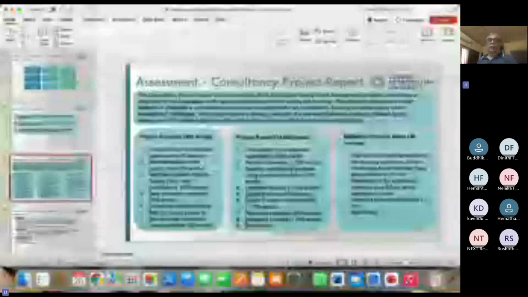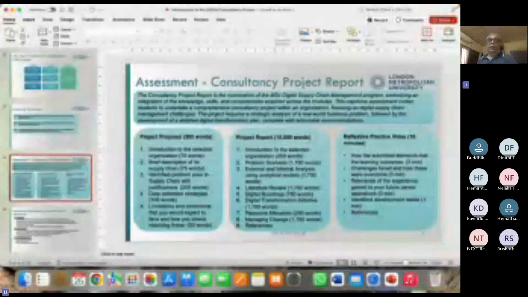Okay. So, if you really look at the module, the entire consultancy project report, there are 3 sections to this. Hope everyone can see my screen. If the screen is not clear, let me know.